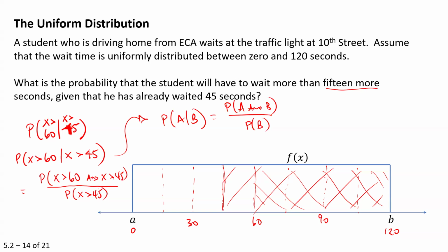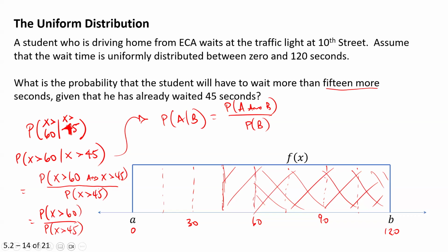Okay. So, x is greater than 60 and x is greater than 45. If something's greater than 60, is it also greater than 45? Yeah. So, for both of those things to be true, what's an easier way of saying that? Greater than 60. We don't really need the greater than 45, do we? So, that's probability that x is greater than 60 divided by probability that x is greater than 45. Can you find those two probabilities?